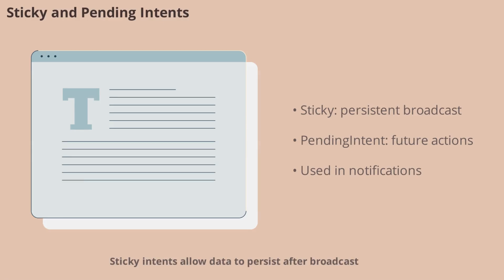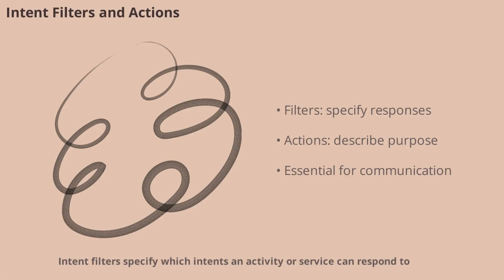Sticky intents allow data to persist after broadcast, so other components can retrieve it later. Pending intent lets another app perform an action on your behalf at a future time, such as triggering a notification or alarm. Intent filters specify which intents an activity or service can respond to, while actions describe the intent's purpose, like ACTION_CALL for making calls. Properly configuring filters ensures your components receive the right intents.